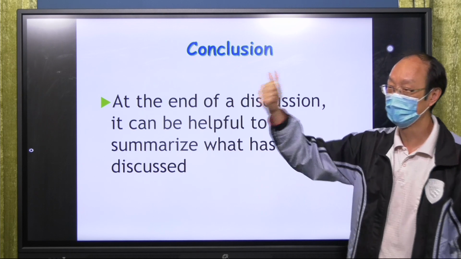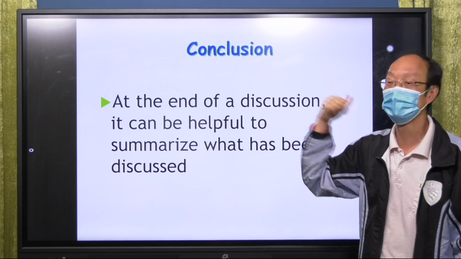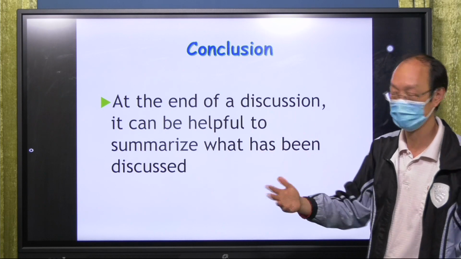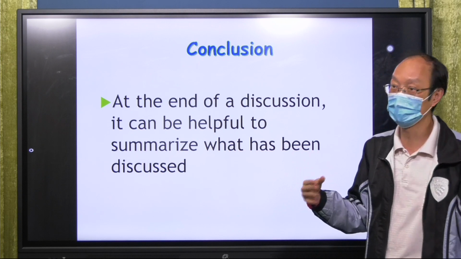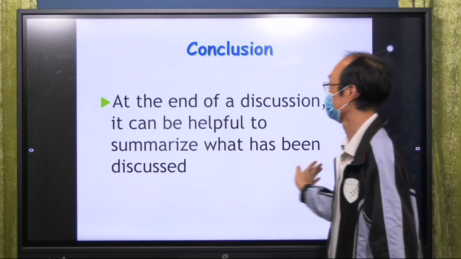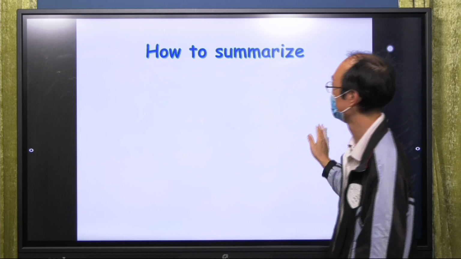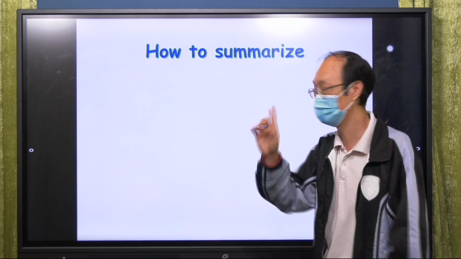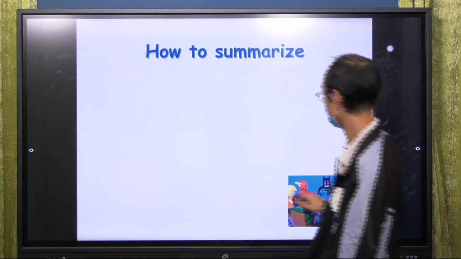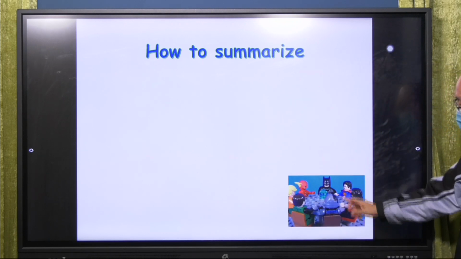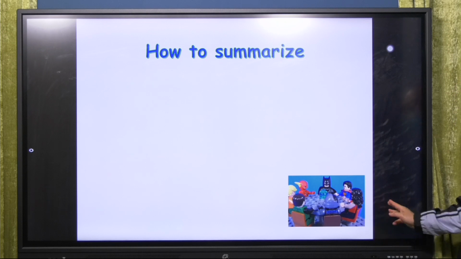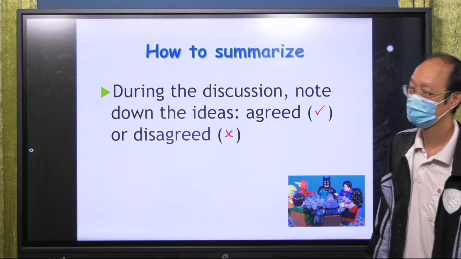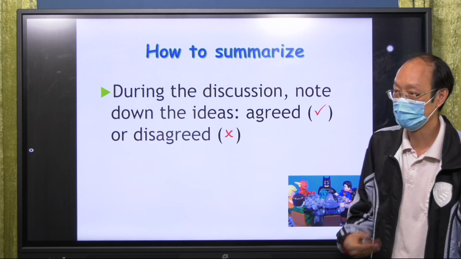For example, first we talk about dot dot dot. Second, we mention dot dot dot. The third one, something like this. Maybe we have many ideas. So here, how to summarize the ideas? For example, we are talking something, and now at the end of the discussion, you should do a summary.